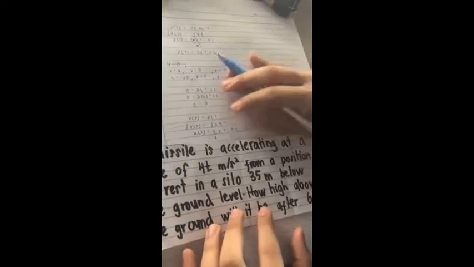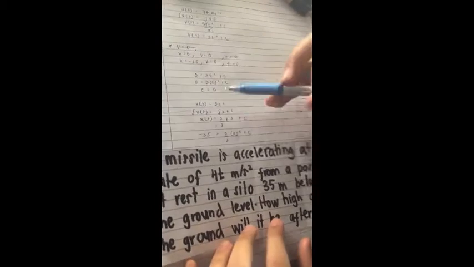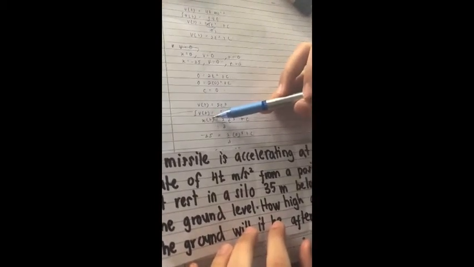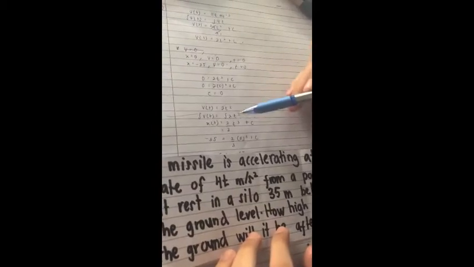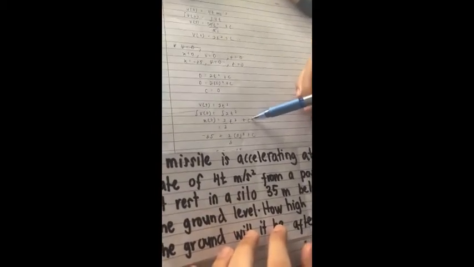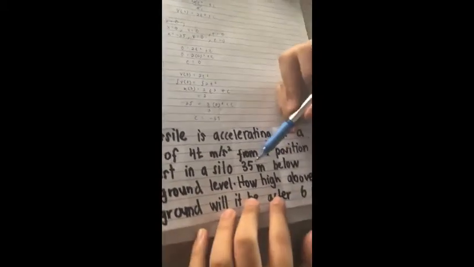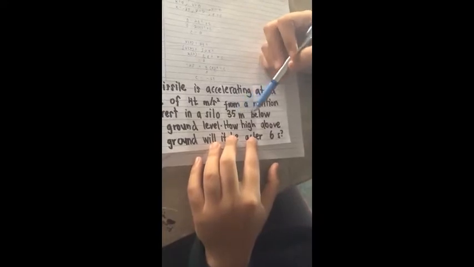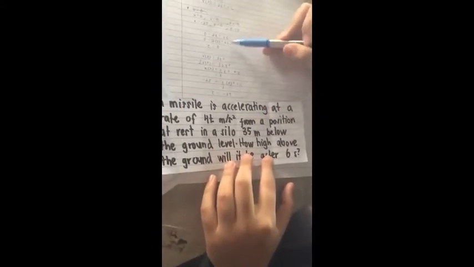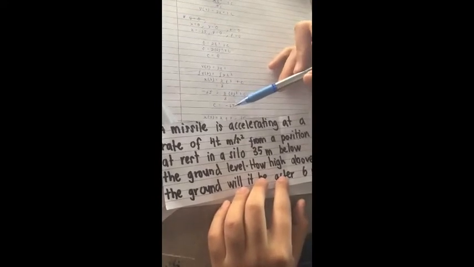Next I will integrate it to find x. So I got x in terms of t, 2/3 t cubed plus c. The question gives that x is negative 35 when t is 0, so I found that c is equal to negative 35.